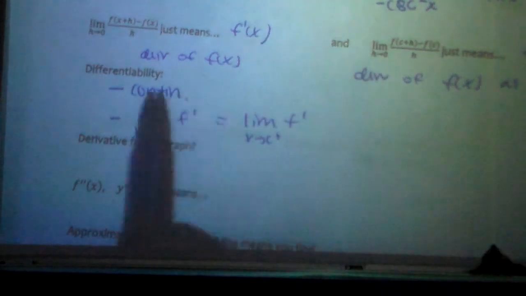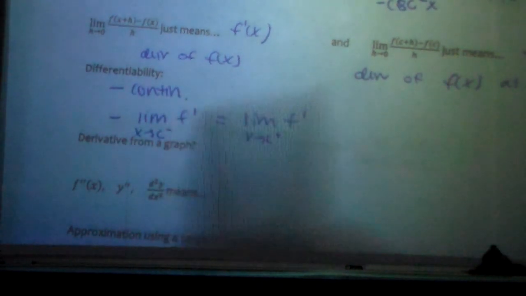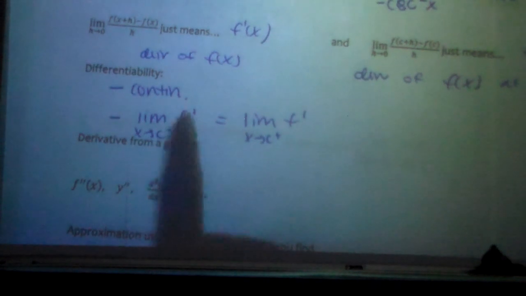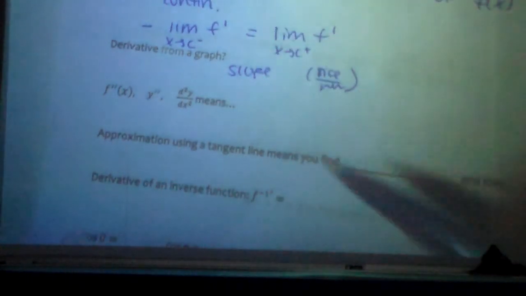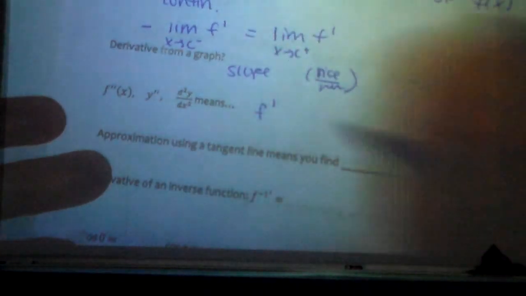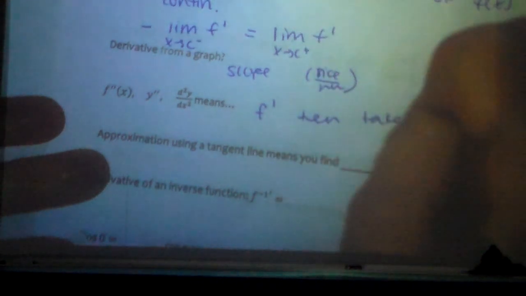Differentiability, so first it has to be continuous, and second, the limit of the derivative has to be the same on either side. So continuity, the limit of the function is equal, left limit equals right limit equals function value, and differentiability, the limit of the derivative left and right has to be the same. Derivative from a graph is just slope, which is rise over run. F double prime, y double prime, and d second y over dx squared all just mean second derivative. That means you would find your f prime or y prime, and then you take the derivative of that.